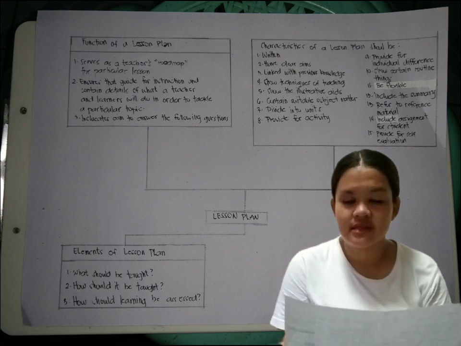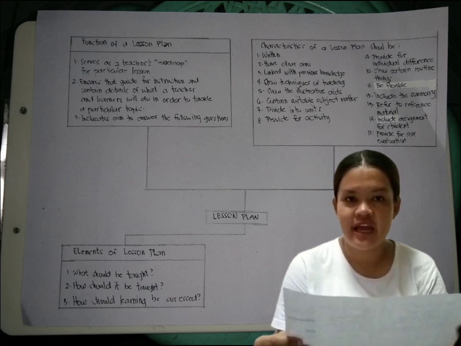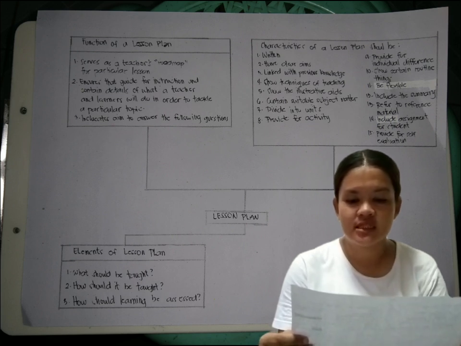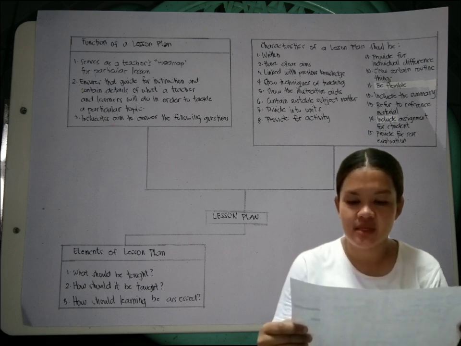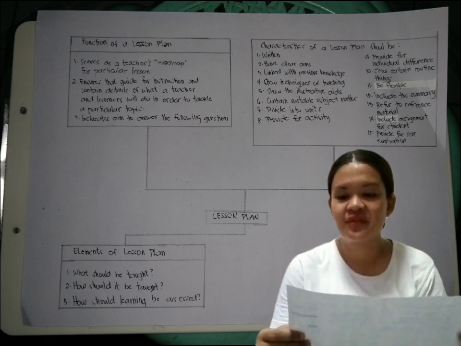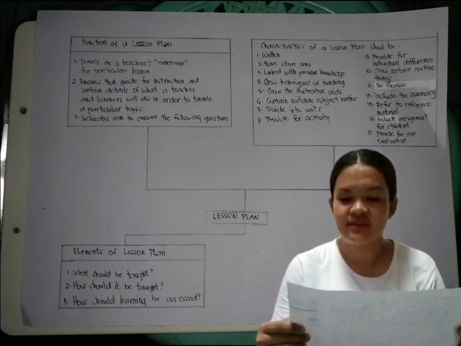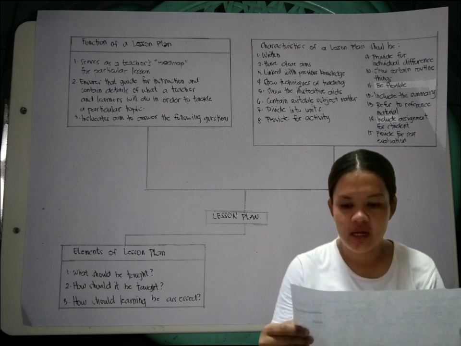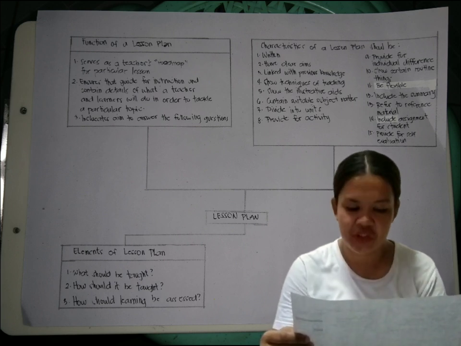Next is the characteristics of a lesson plan. It should be written, have clear aims, be linked with previous knowledge, show techniques of teaching, show the illustrative aids, contain suitable subject matter, be divided into units, provide for activity, provide for individual differences, show certain routine things, be flexible, include a summary, refer to reference material, include an assignment for students, and the last one is provide for self-evaluation.